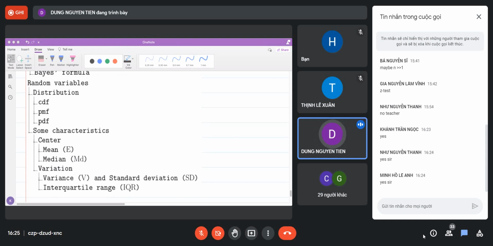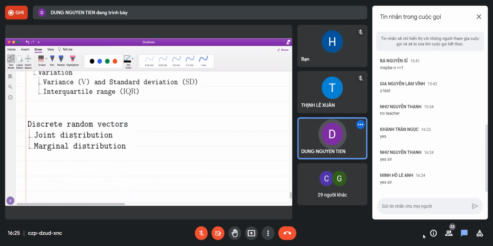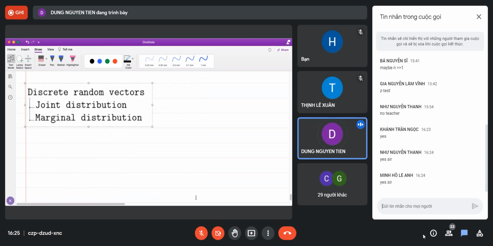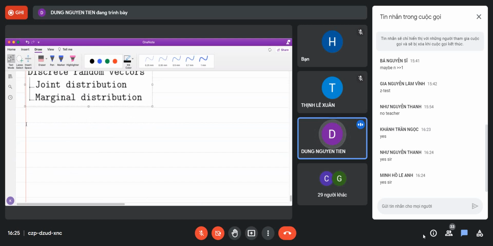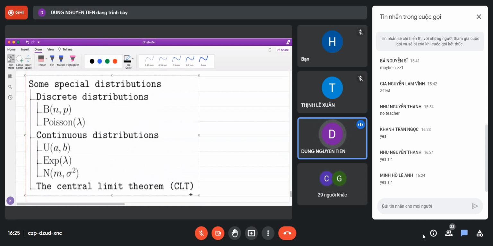For random vectors, you only need to study discrete random vectors, and you need to know the concept of joint distribution and marginal distributions. You need to know how to find the mean and the variance, with all the probabilities, for the case of random vectors. The last chapter is about some special distributions, including the binomial distribution, Poisson distribution, continuous uniform distribution, exponential distribution, and normal distribution. And the last thing you need to know is the central limit theorem.